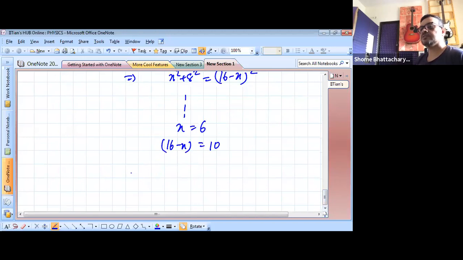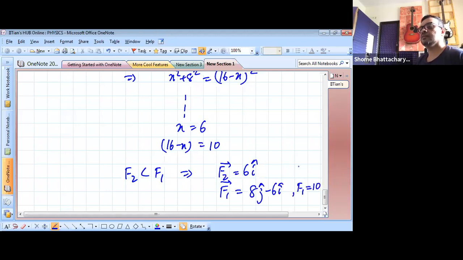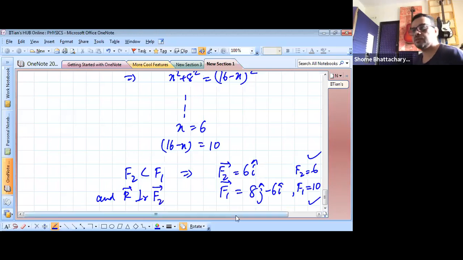So now we know that actually F2 is the one which is smaller than F1. So that actually means that F2 is the one which is 6i cap, and F1 will become the one which has 8j cap minus 6i cap, because F1's magnitude will become 10 and F2's magnitude is 6. And the resultant is actually perpendicular to F2, not to F1, because F2 is the smaller of the two forces in magnitude. Okay, so hope this question is clear fully.